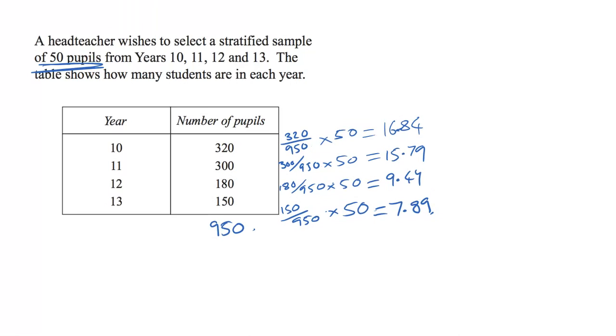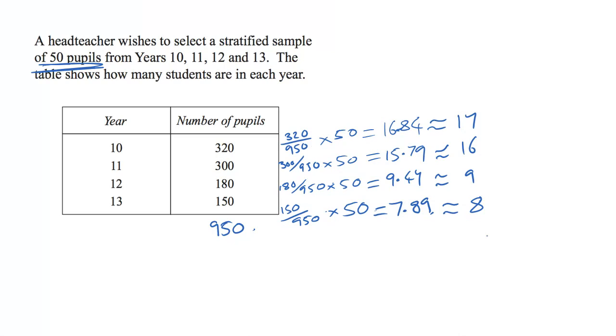Now, what we're going to need to do, of course, is you can't have 0.84 of a person, so we're going to round these to the nearest number. So 17, this is rounded to 16, this one is rounded to 9, and this one to 8. And here we have our answer. We're going to have 17 year 10 students, 16 year 11, 9 year 12s, and 8 year 13 students.